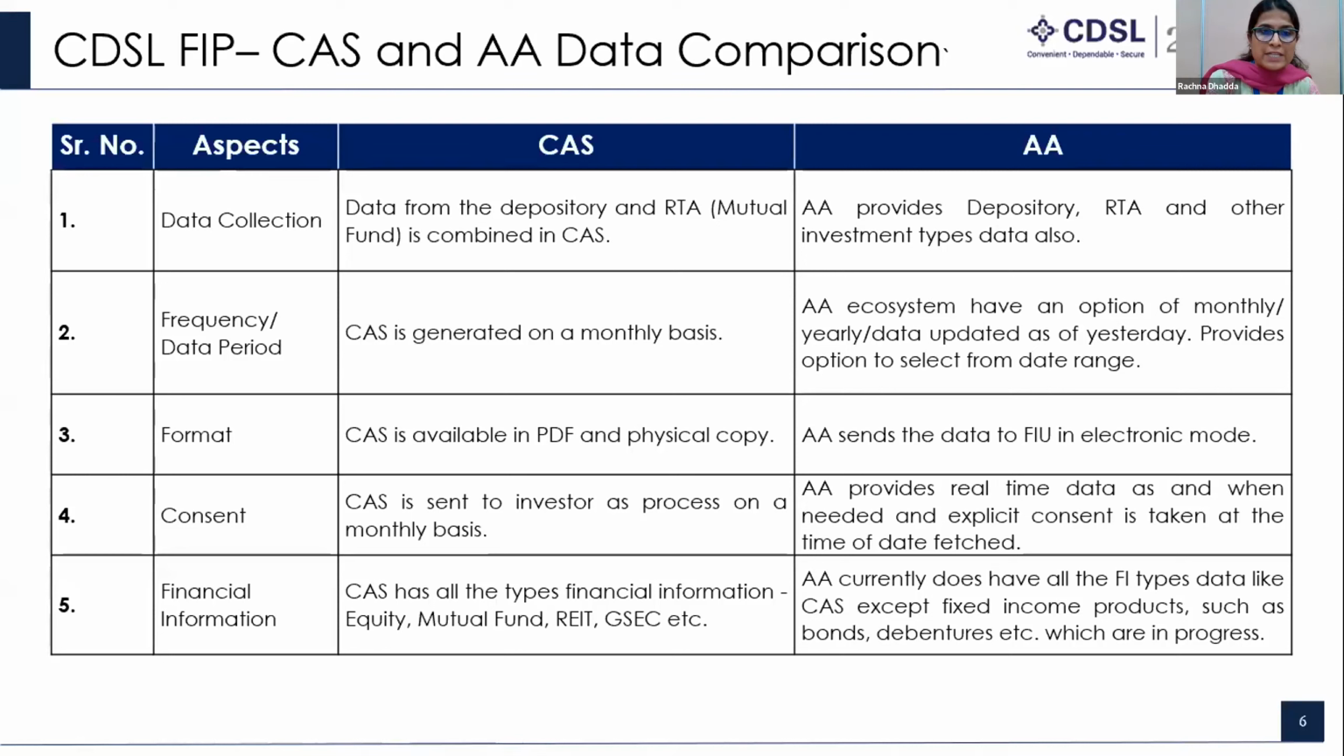Financial information: CAS has all the financial information types like equity, mutual fund, REIT, etc., whereas AA has all the FI types except the debentures and bonds, which is currently in progress.